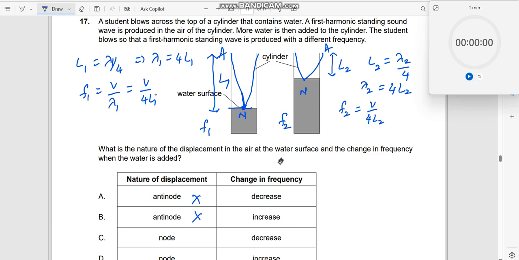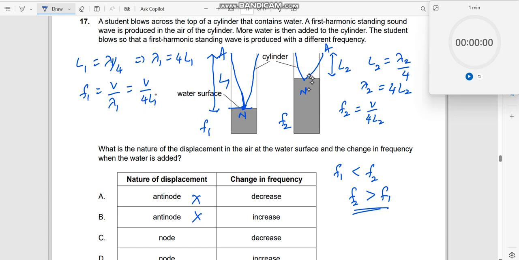I am getting the same answer? No, we are not getting the same, because L1 and L2 are different. See, this L1 is larger than L2. If L1 is larger than L2, what can you comment about F1 and F2? You can say F1 is lesser than F2, or you can say F2 is greater than F1, right? Because L1 is larger, and F is inversely proportional to length. Larger the length, lesser the frequency, right?